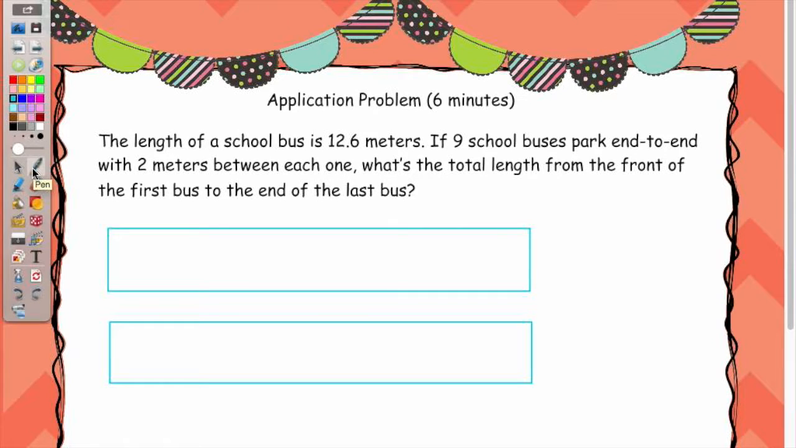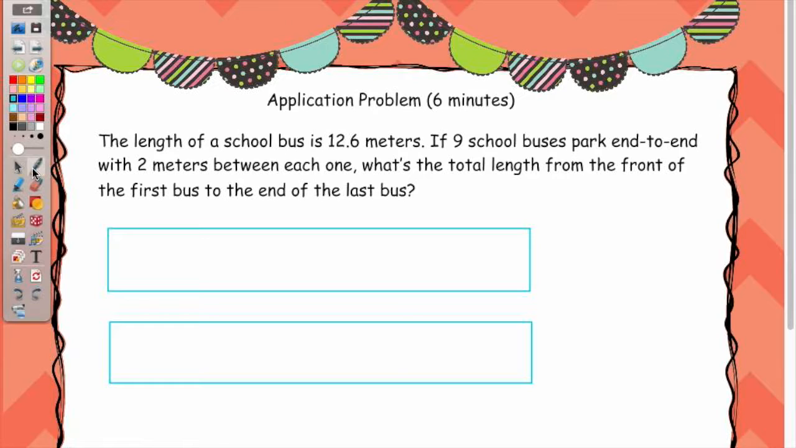Let me tell you about a problem that I saw on a third grade Kansas assessment, okay? I'm pretty sure it was like this. There were 9 buses parked end to end. Each bus was 15 meters long. What was the total length from the beginning of the first bus to the end of the last bus? It would be 15 times 9, okay?